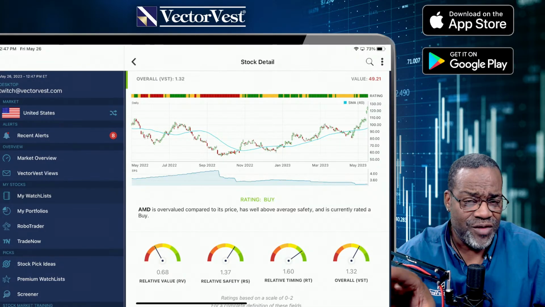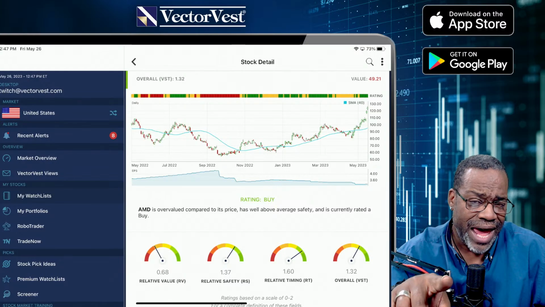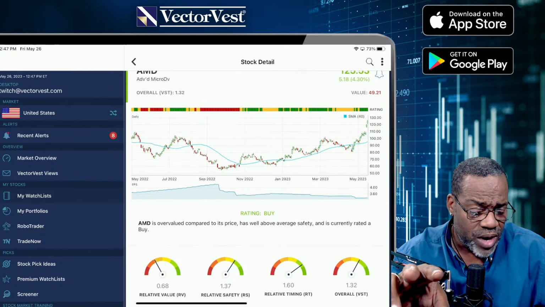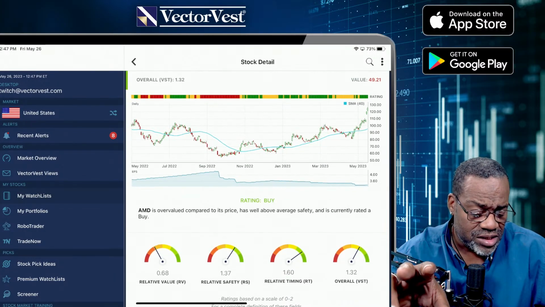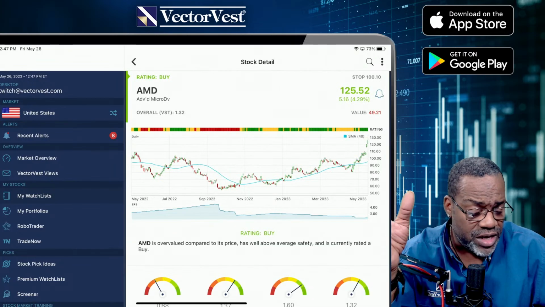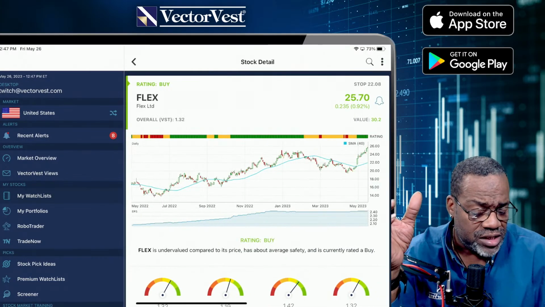NVIDIA doesn't have RV above 1, but I'm looking at price action, and it's just rocking and rolling, being the benefit of a lot of AI move as well. But if I'm looking at AMD, the safety is there. The RV is not. I'd be careful. All right, but it is moving up. AI is pushing these stocks higher.